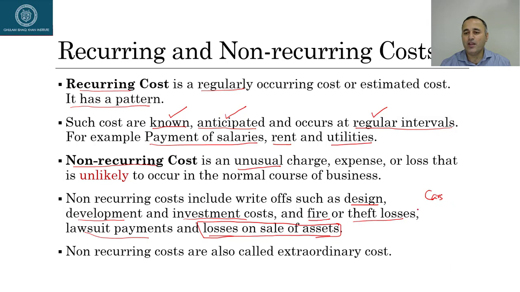You sell those cars, okay? Now, selling of those cars, and let's say your company is OGDCL, okay? So it's an oil and gas company. Now, selling cars is not the main business of OGDCL, okay? So selling cars is a non-recurring transaction, and these costs are non-recurring as well. Anything which is not regular in nature is classified as a non-recurring cost. Non-recurring costs are also called extraordinary costs, okay?